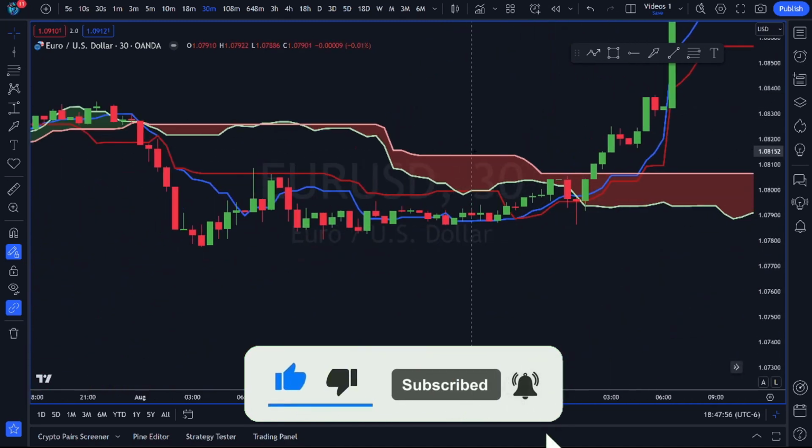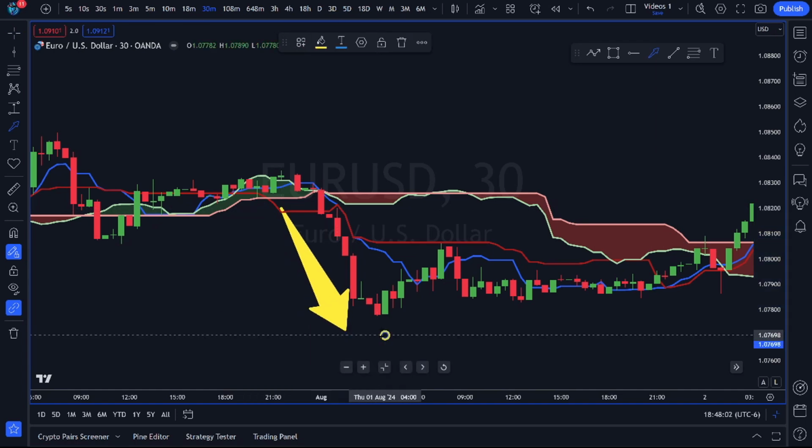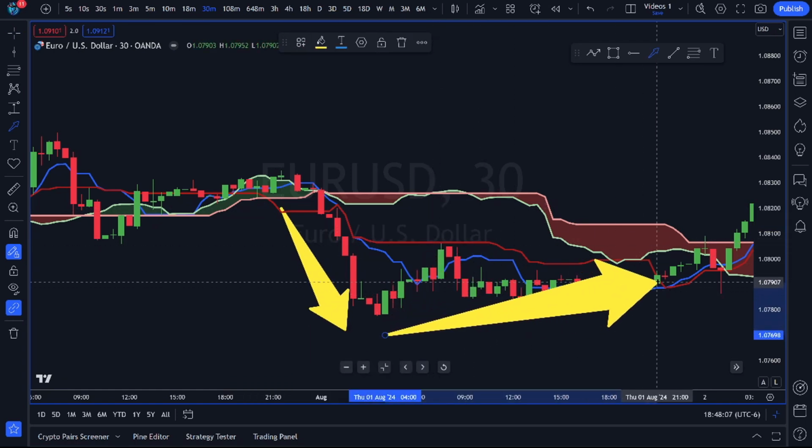Price is always drawn towards it. You'll notice that here is a really good example of how price headed down and then it headed up to grab the baseline right there. And then it headed down and continued and eventually met up with baseline again.